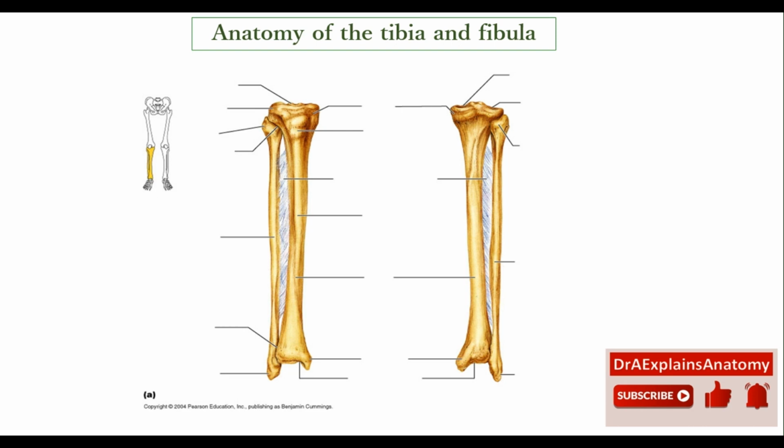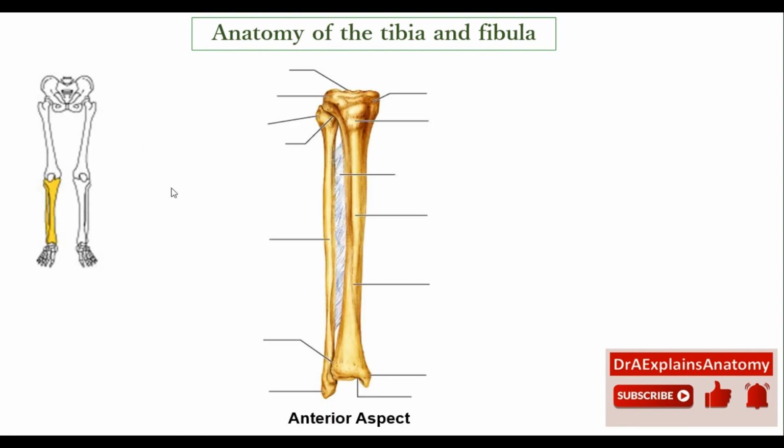Hello everyone. Let's label together the structures on the tibia and fibula blank figures. The tibia and the fibula are the two bones in the leg. The fibula is the lateral bone in the anatomical position on both sides, and the tibia is the medial bone, which is toward the big toe, which is the medial aspect of the foot.